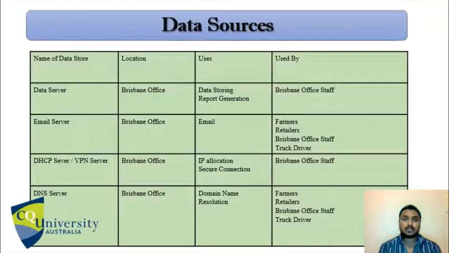These are the data sources: data server, email server, Dynamic Host Configuration Protocol server, and DNS server, Domain Name System server. The data server is used for data storing and report generation, used by Brisbane staff. The email server is used only for email, used by all communities. The Dynamic Host Configuration Protocol server is used for IP allocation and secure connection, used by only office staff members. The DNS server is used for domain name resolution, used by all communities.